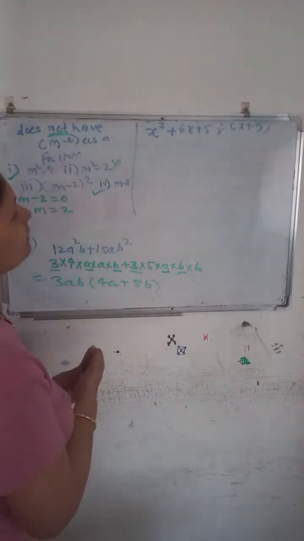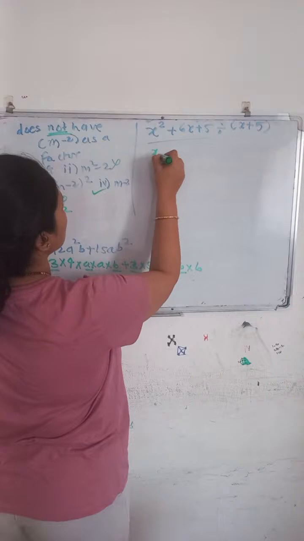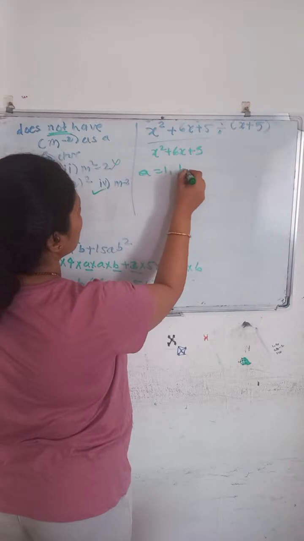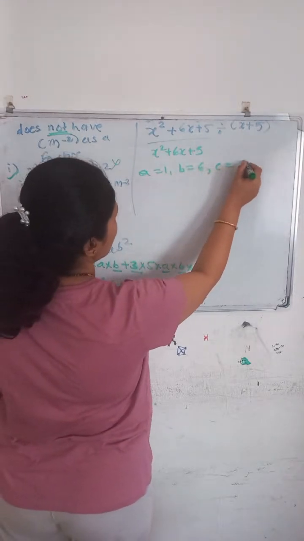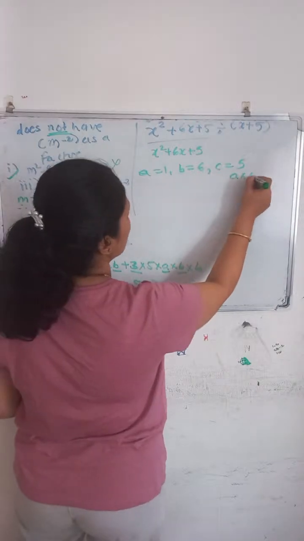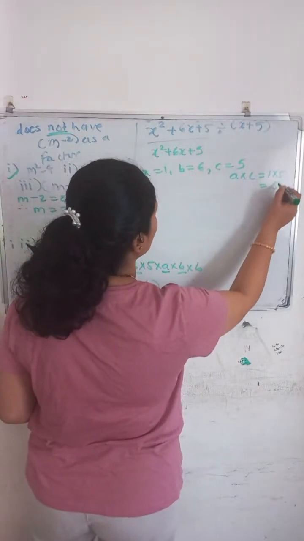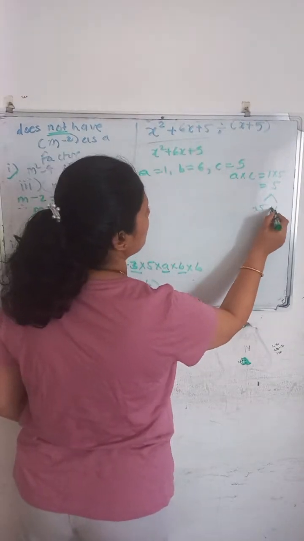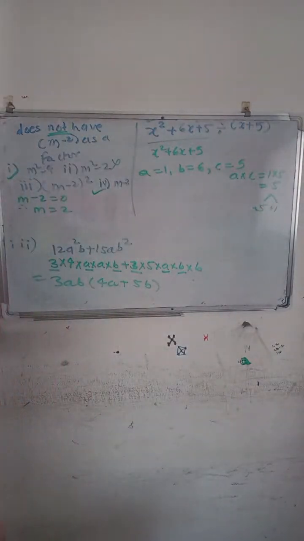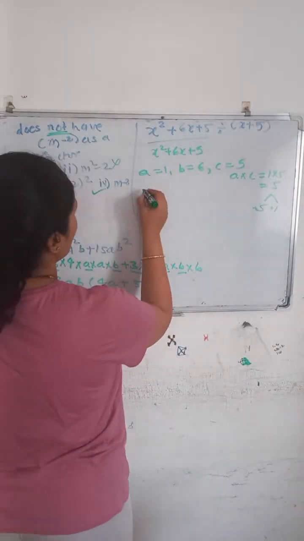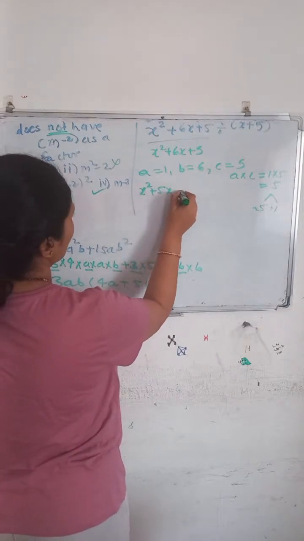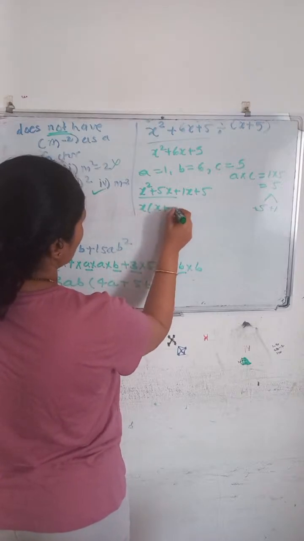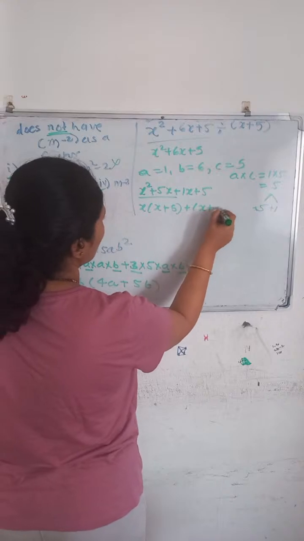Now here again, write down these terms first. So x square plus 6x plus 5: a is 1, b is 6, and c is 5. So a into c, that is 1 into 5, is equal to 5. Split 5 in such a way that the sum comes to 6. So 5 ones are 5, both positive, because 5 plus 1 is 6 and 5 into 1 is 5. So you can write x square plus 5x plus 1x plus 5. Here you can take x common, x plus 5, and here the remaining is only x plus 5.